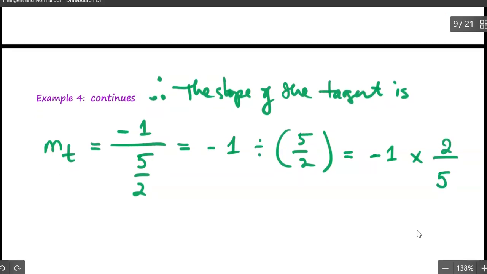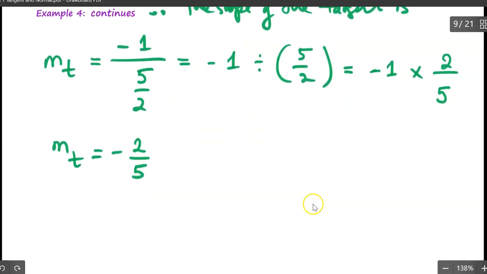So therefore I write -1. Okay, -1 divided by 5 over 2 means that you multiply by the reciprocal of this function. So you invert and multiply because you divide by a fraction. So in this case, your mt will be equal to -2 over 5. Okay, so having mt equal to -2 over 5, what do we do next?